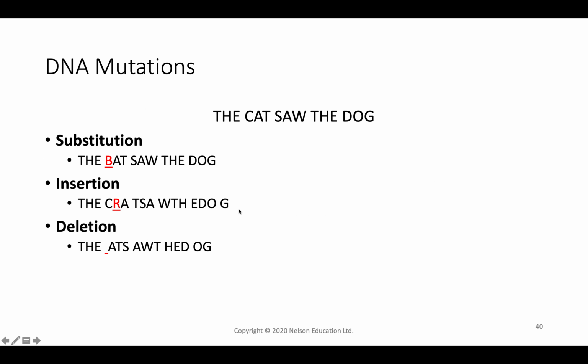And so here's an example. If we start off with the cat saw the dog, a substitution would be something like the bat saw the dog. Like that's what I said earlier. The fat cat ran, the fit cat ran. You still get the gist. It's a little bit different, but everything downstream is still the same.